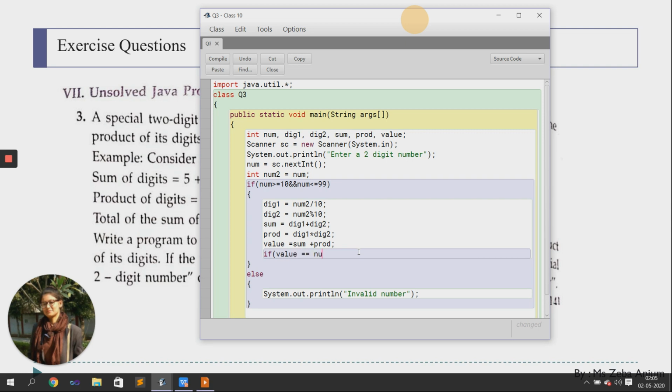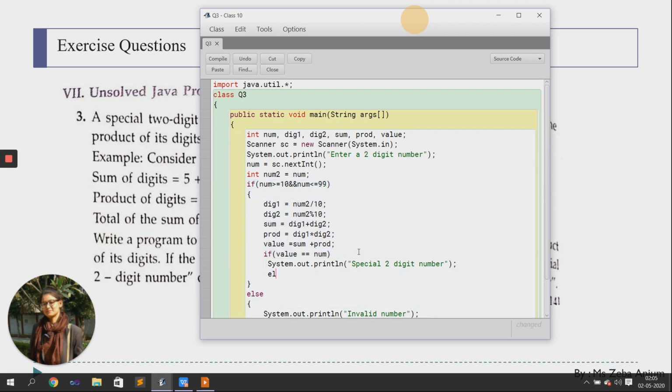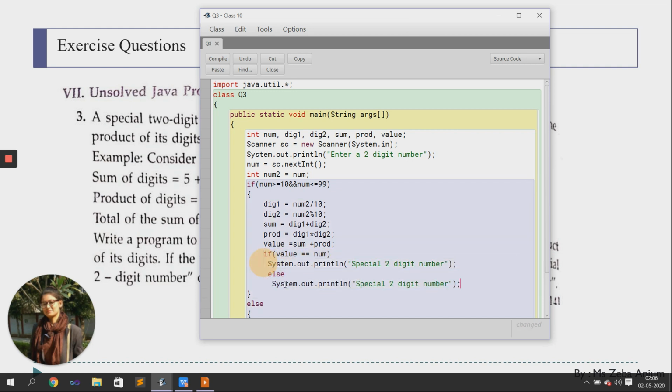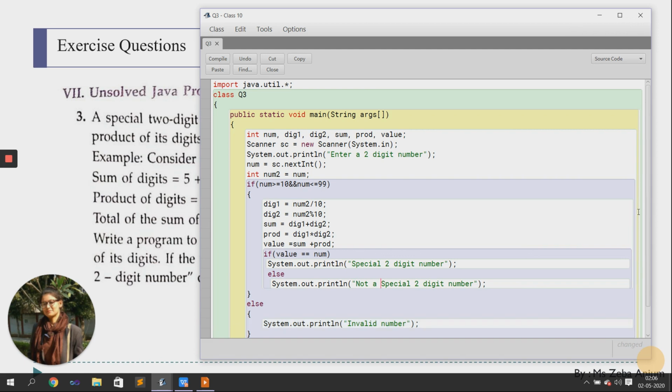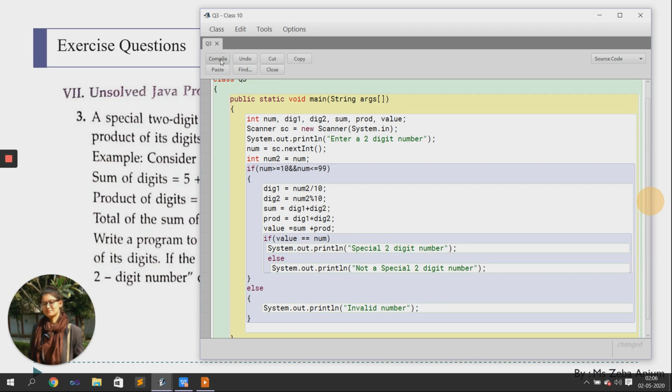Check the values: if your value is equal to num, then what will happen, then you are going to print it out: System.out.println and print special two digit number. Okay, and else print not special digit. This is basically the code for the special number. So yes, let's try it.